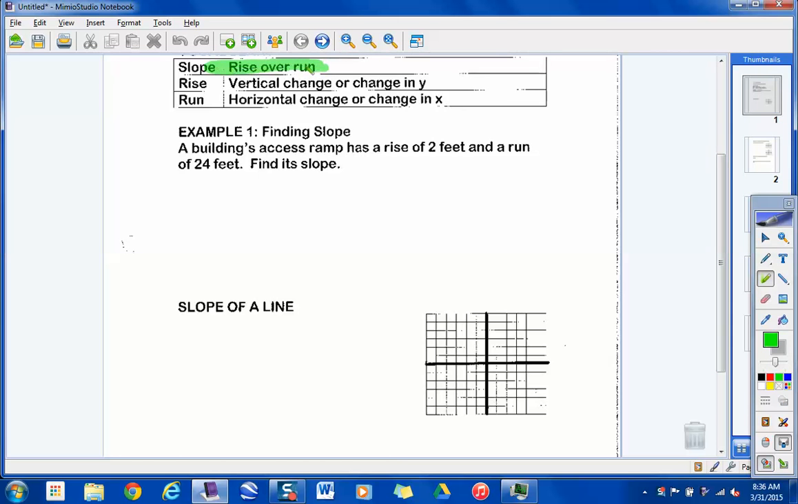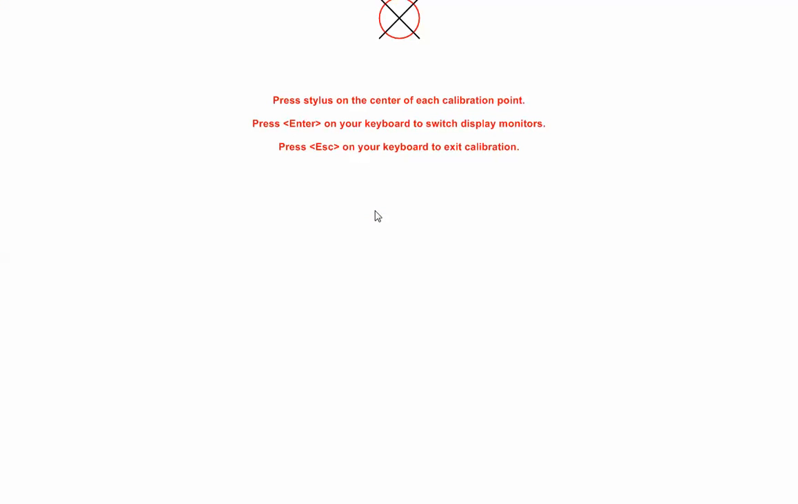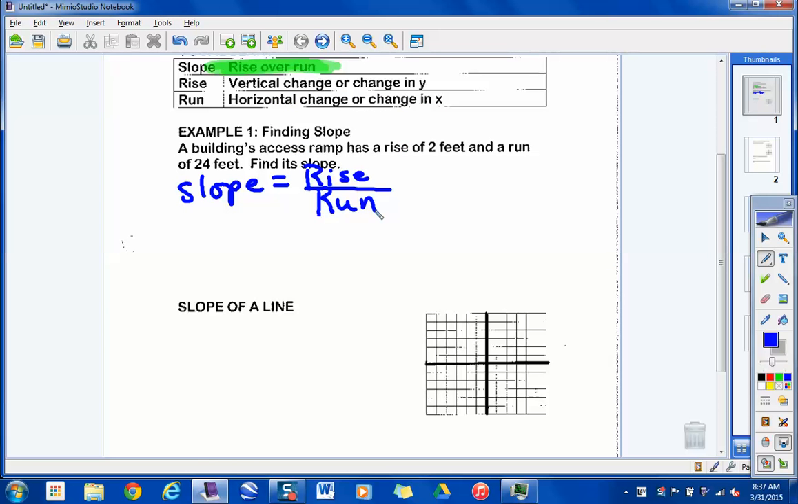What's it say right here? Rise over run. Rise over run. Okay? So if I want to find the slope in this, I'm simply going to plug in your rise value over your run value. So real quickly, what's the rise value again? The rise value is 2 feet. What's the run value? 24 feet, right? So I'm going to put what over what there? 2 over 24. Okay, so I'm going to put in 2 over 24.